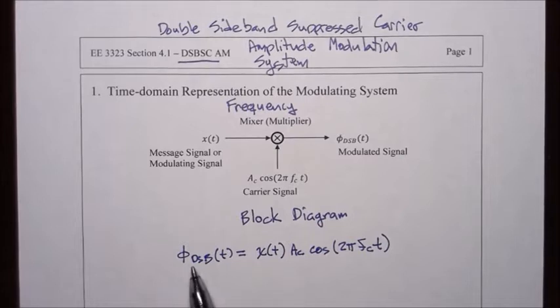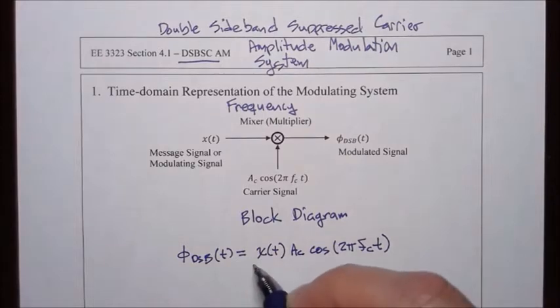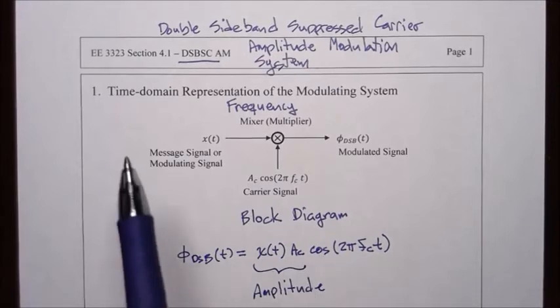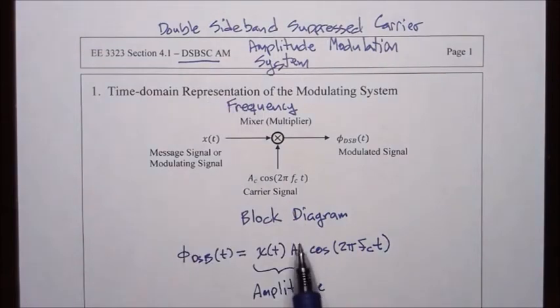In producing the double sideband AM signal, we are multiplying the message signal times the carrier. And you'll notice that in this multiplication, we have the message signal times the amplitude of the carrier stands in the place of the amplitude of the carrier signal. So we are modulating the amplitude of the carrier signal, thus it's called amplitude modulation, and we are modulating the amplitude as directed by the message signal.